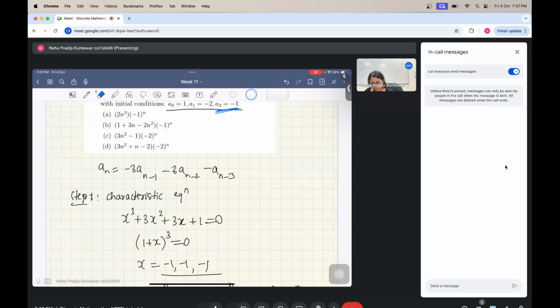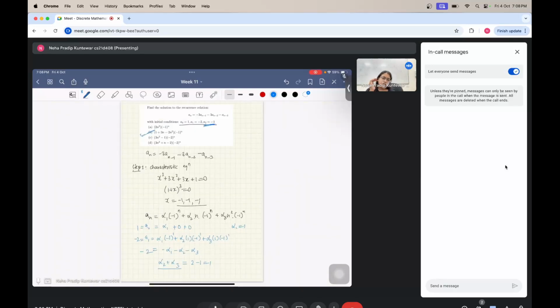Is it B? Okay. So what we did today is we looked into a bit of asymptotics. We saw how to formulate recurrence relations, how to use them to solve problems, and finally we saw how to solve the recurrence relation itself.